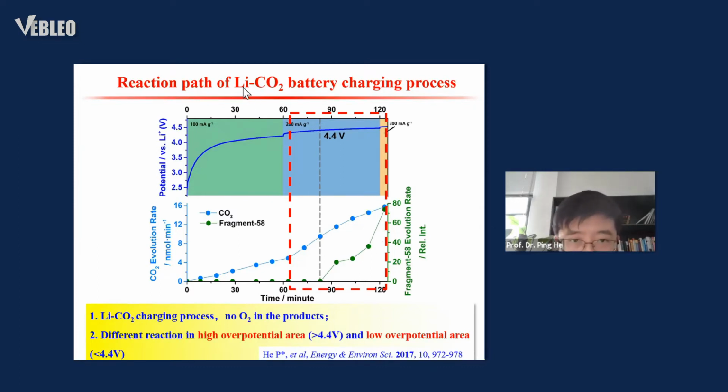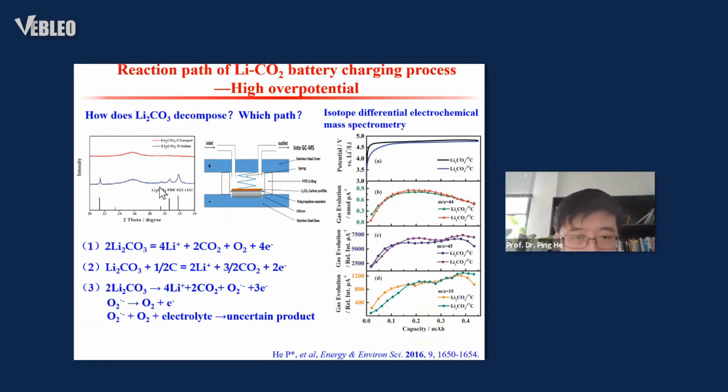So this lithium carbon dioxide battery has two mechanisms. One is at the very low potentials, the other is at the higher potentials. So we will study the mechanism between the low potential and the high potential. First we focus on this high potential. The problem transfers to a new problem: how does lithium carbonate decompose, by which path? We can conclude that there are three paths: the first, second, and the third.